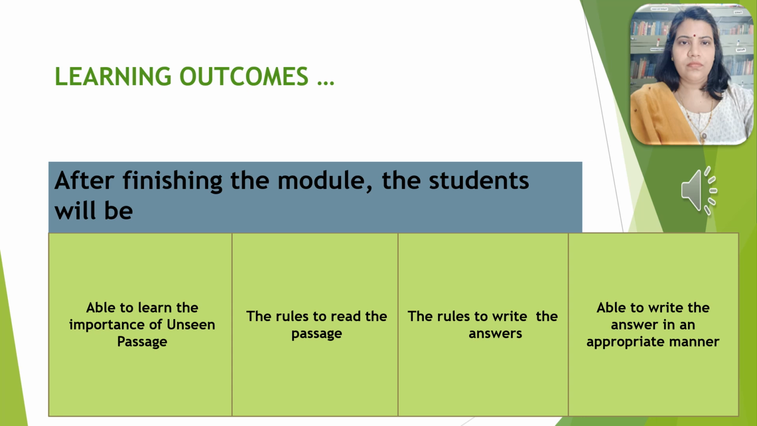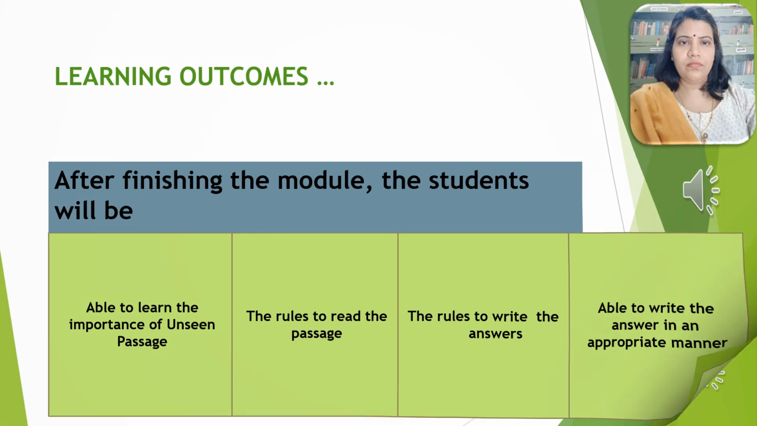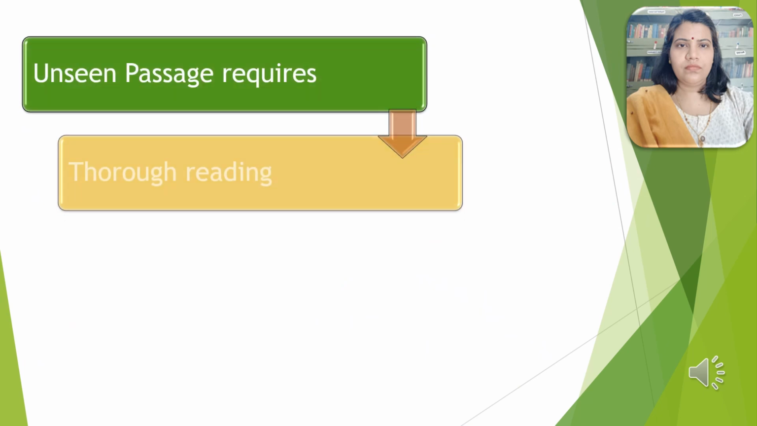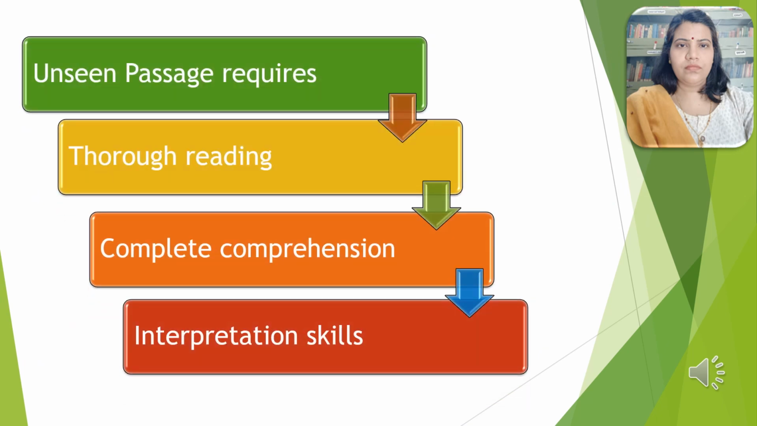After finishing the module, the students will be able to learn the importance of unseen passage, the rules to read the passage, the rules to write the answers, and finally will be able to write the answers in an appropriate manner. Unseen passage requires thorough reading of the passage, complete comprehension of the text, and interpretation skills.